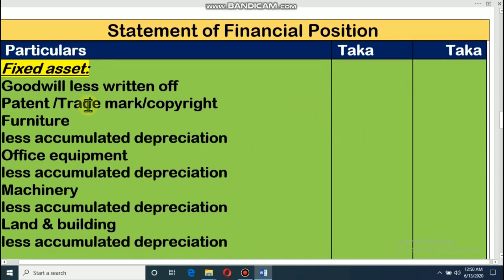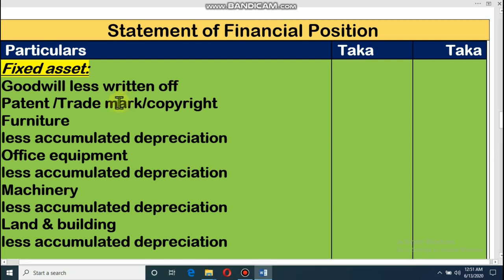Look, first we will write fixed asset. That means whatever fixed assets this organization has, we will write here. Dear student, if the fixed assets are goodwill, less written off. That means goodwill is a fixed asset, and from that goodwill, if there is any written off, it means the depreciation of this year. If any asset decreases, then that is called written off.